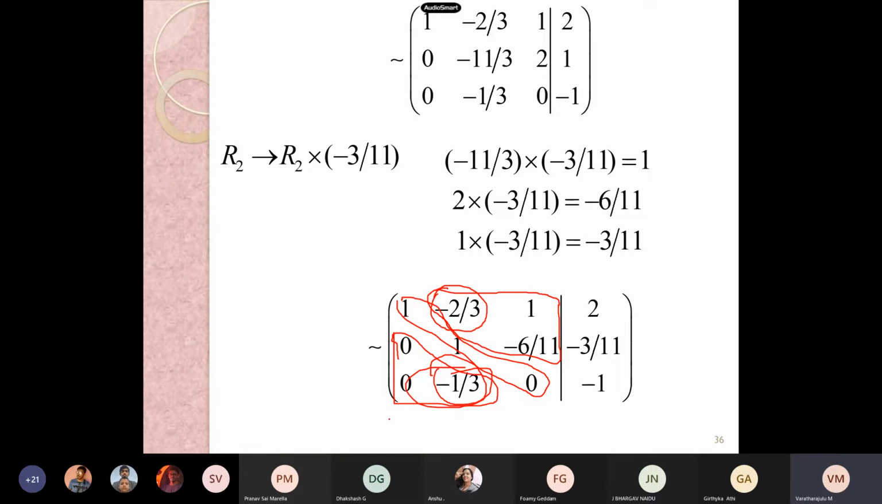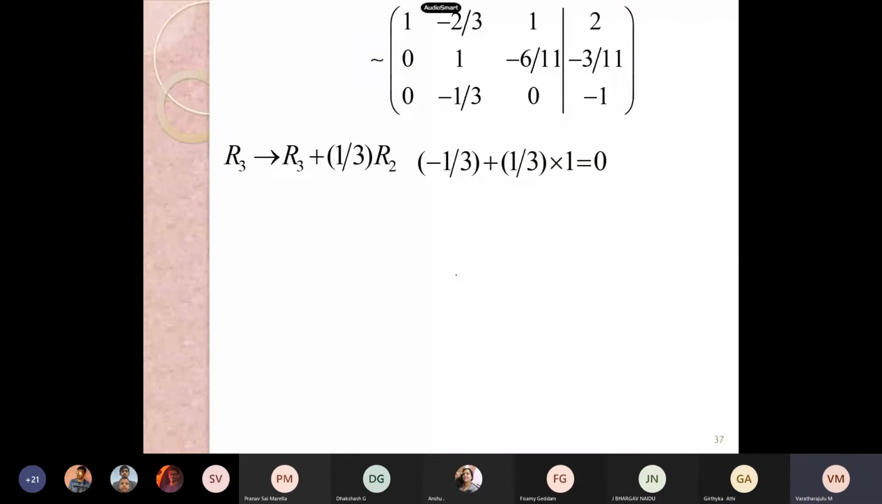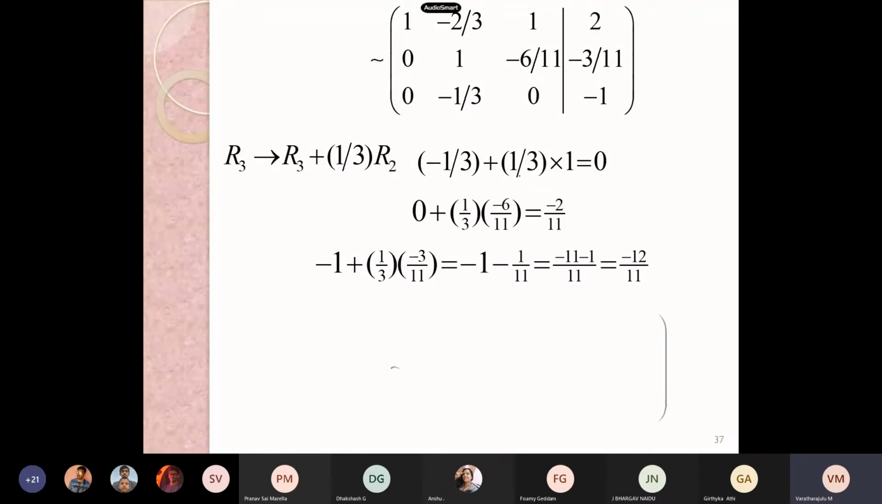So R3 implies, please someone tell me what equation we need to adopt in order to make this term 0. R3 implies R3 plus 1 by 3 R2. Yes. Similarly for R1, R1 plus 2 by 3 R2. Yes. See, this is what R3 implies, R3 plus 1 by 3 R2.